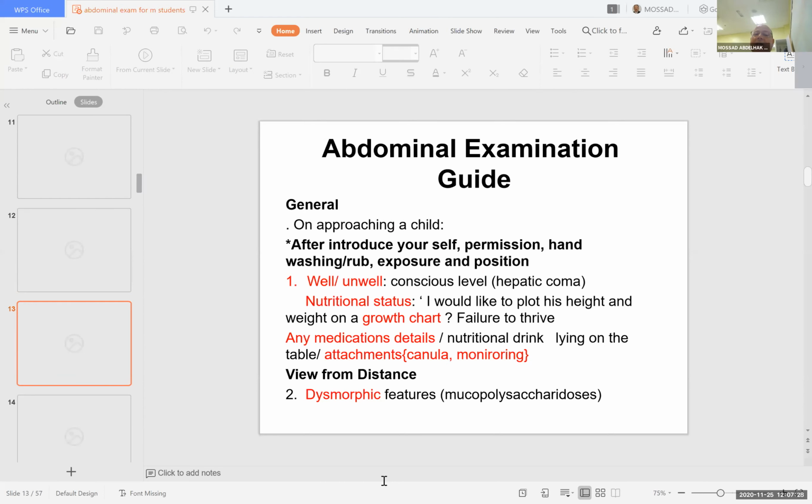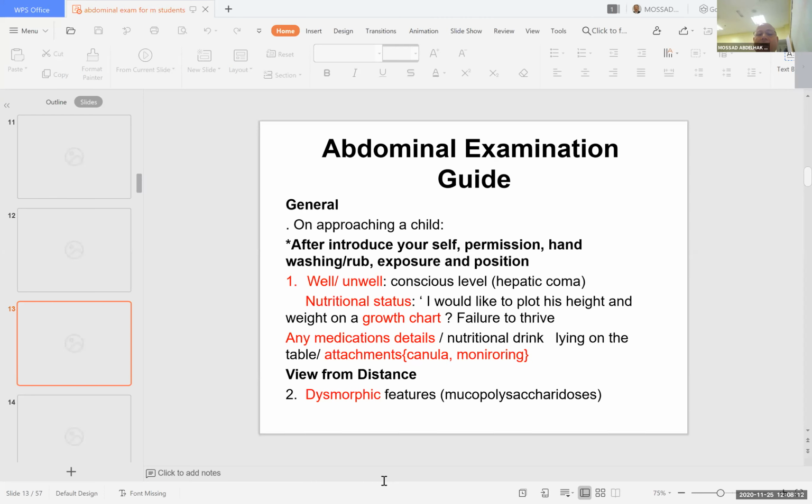So now you are asked to examine the gastrointestinal tract or the abdomen of this child. How do you approach? Number one, introduce yourself, get permission, hand rub or hand wash, and expose your patient in a good position while keeping dignity. Then comment on whether he is well or unwell, and on conscious level. What about his nutritional status? And always, you must have an opinion. You must say this child looks small, looks underweight, or the other child looks obese. I would like to plot him on a centile chart.